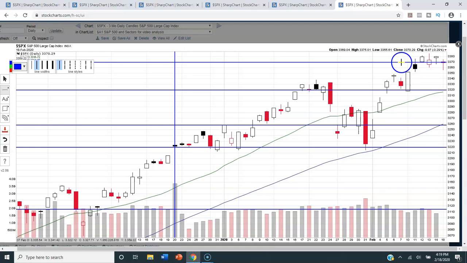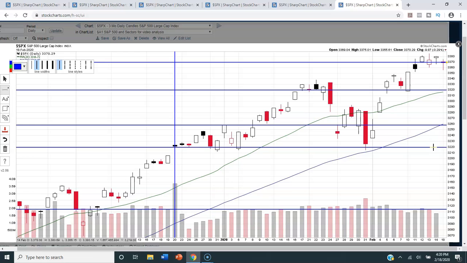If this 3370 level does not hold, then you can expect, again, support at 3320, and that's the 20-day moving average. Somewhere around 3260, that's the 50-day moving average. 3220, again, that's the one to really watch. We don't want to fall beneath that, because I think if we do fall beneath that, then we're probably heading down towards the 200-day moving average would be my guess.